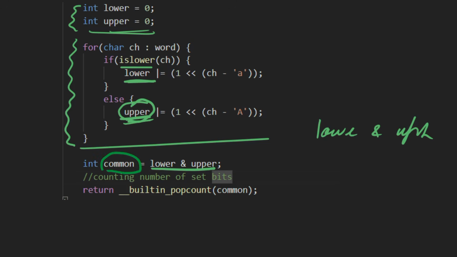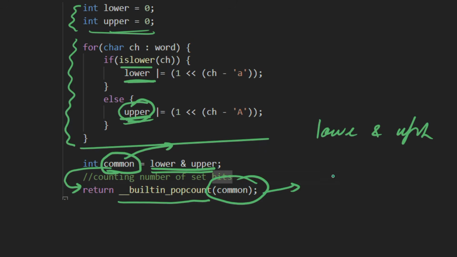It will give us all those bits which are set to 1 in both lower and upper. And then we need to count the number of set bits, so we have used the built-in popcount on the common variable. It will give us the number of special letters, and that's our code.